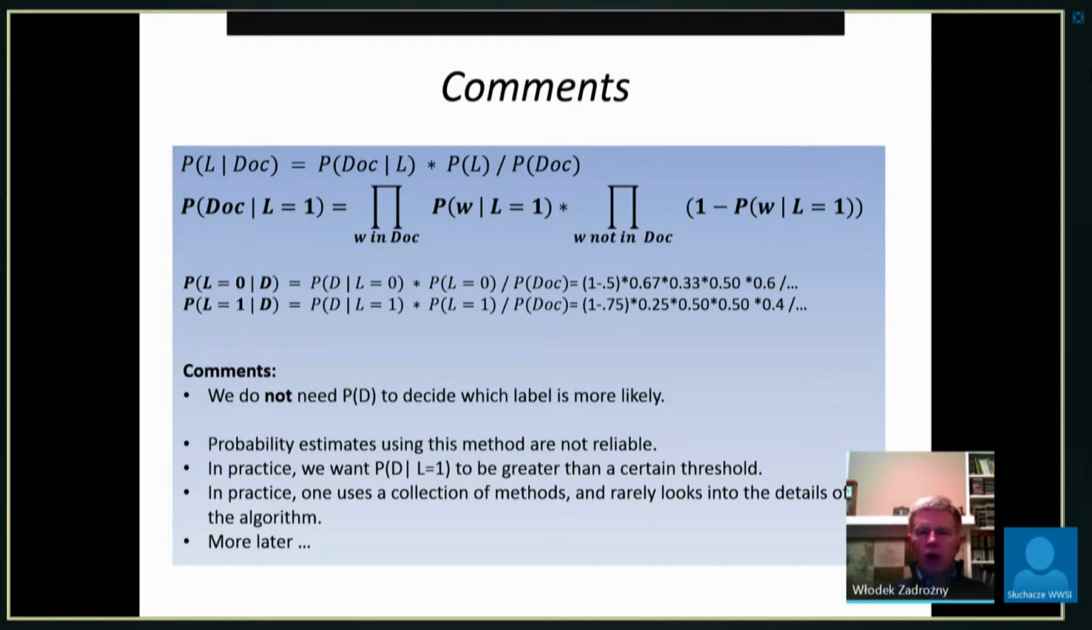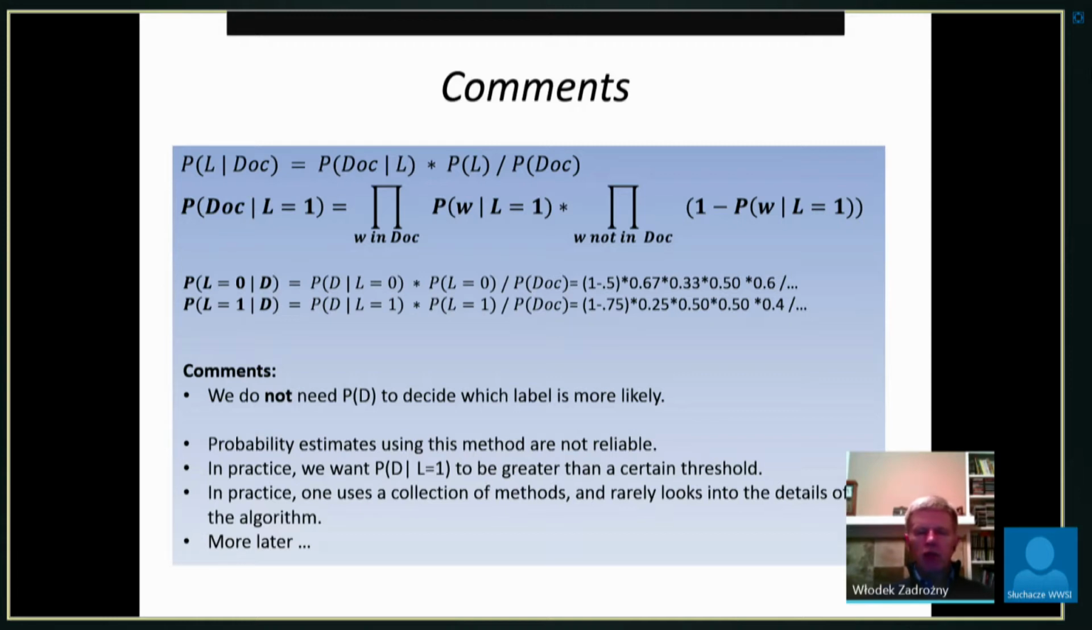All right, so I can leave it as a homework for you to take a look at this computation and conclude which one of the labels is more probable. And as I said before, we do not need the probability of the document to decide which label is more likely.